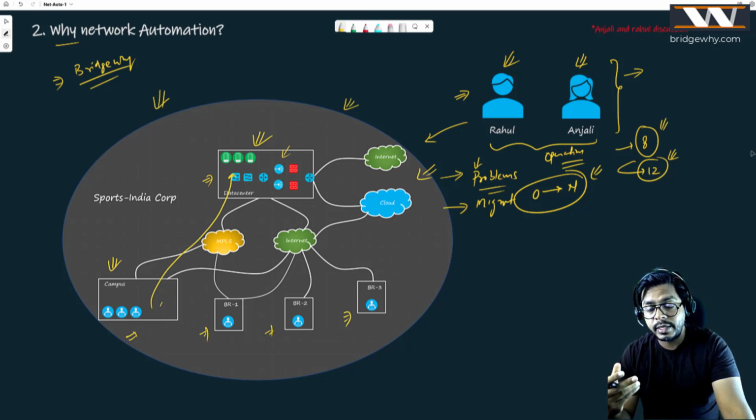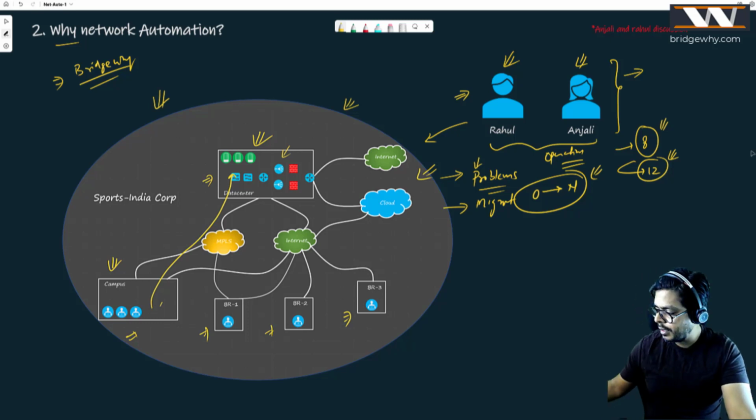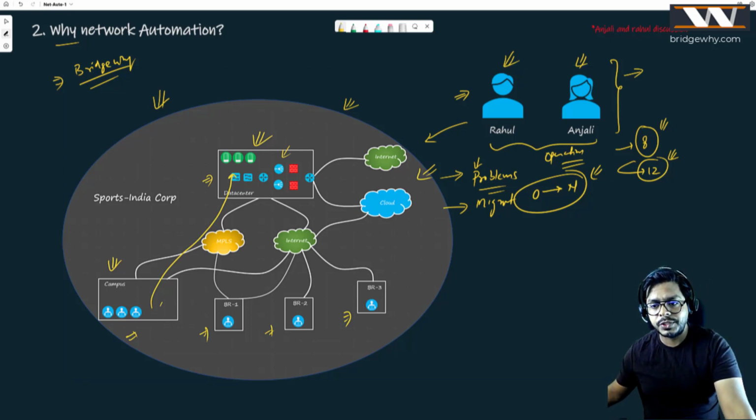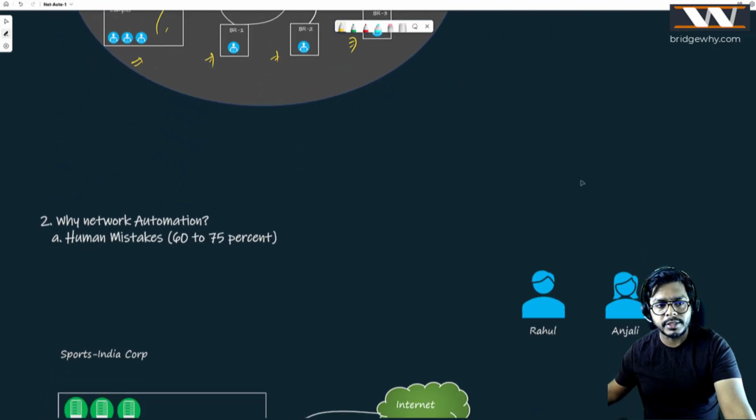I'm not saying Rahul and Anjali are alone. Maybe Rahul and Anjali are team leads, and there is a huge team working under them, depending on the size of Sports India. But yes, believe me, if you are in network operations, you must have felt this heat of working above and beyond your regular hours, right? So let's talk about some of the things which you see as a network operations engineer, right?